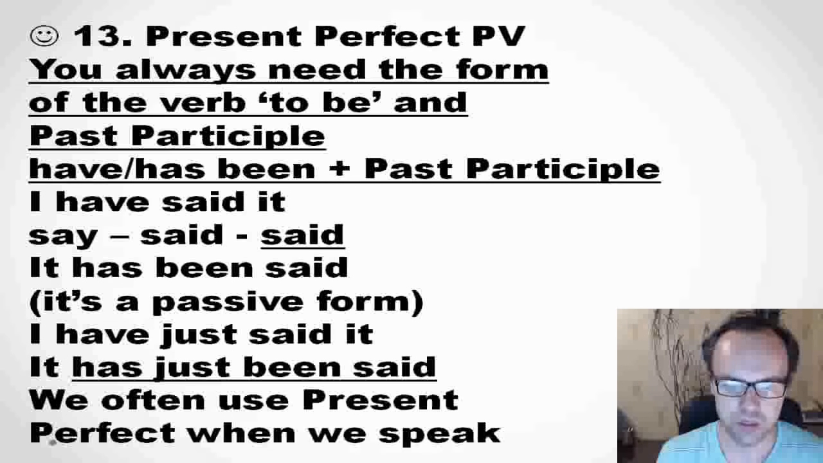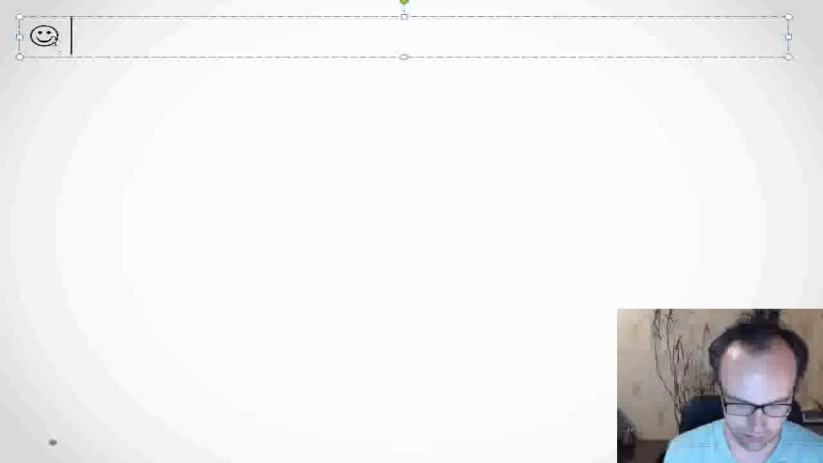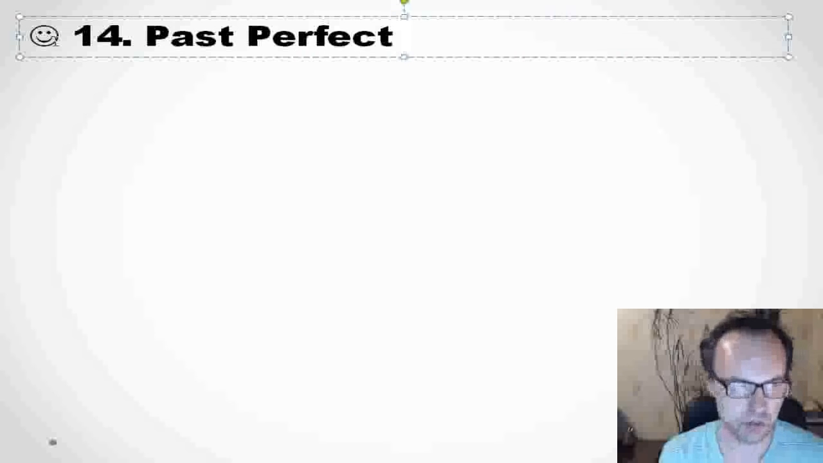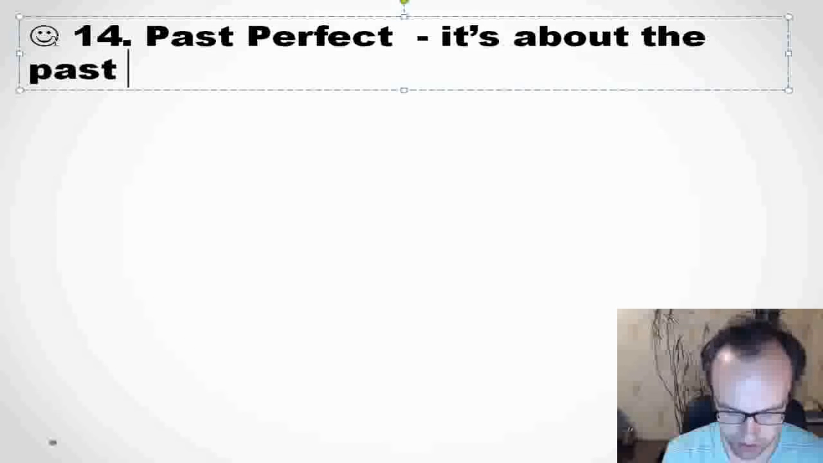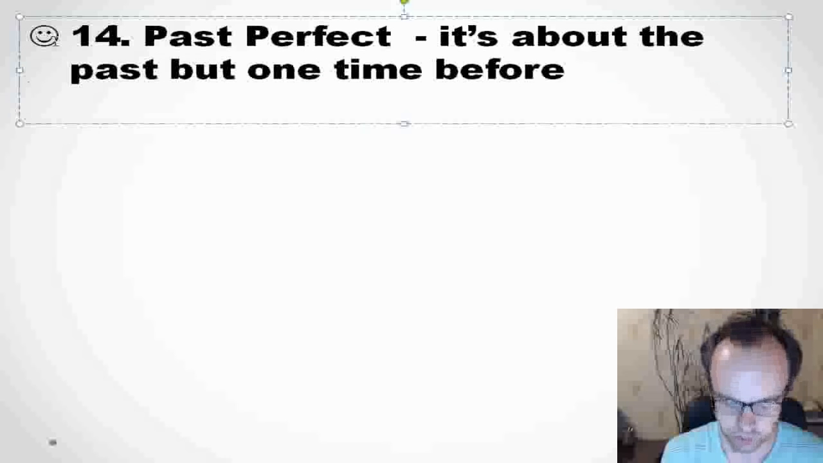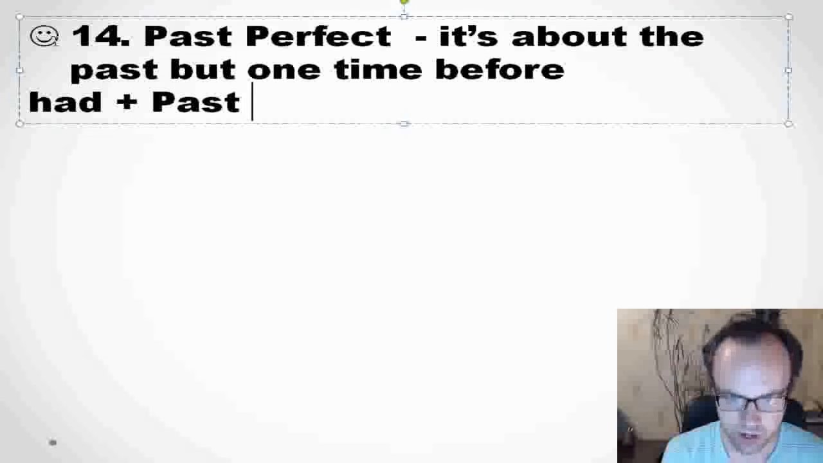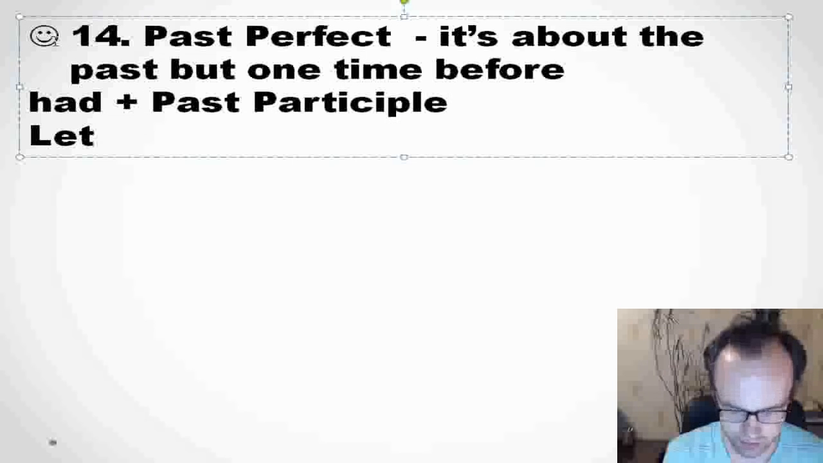Well, next, 14, it's past perfect. So what is past perfect? It's about the past, but one time before. How do we form it? Had plus past participle. Okay, let me give you an example.